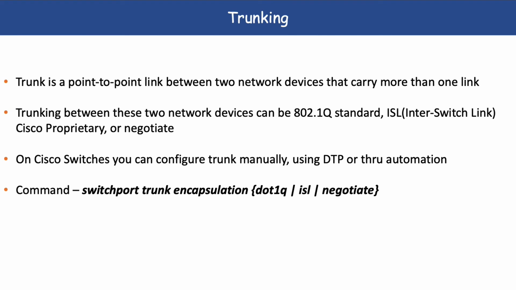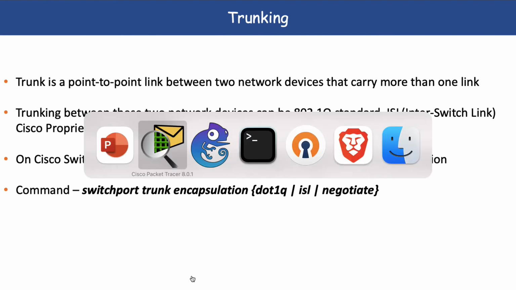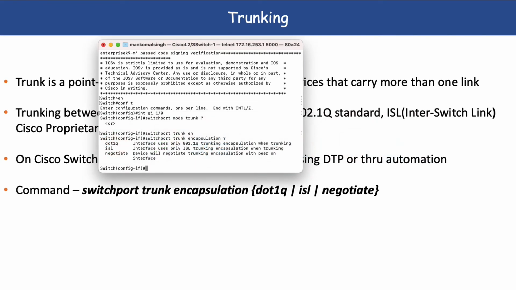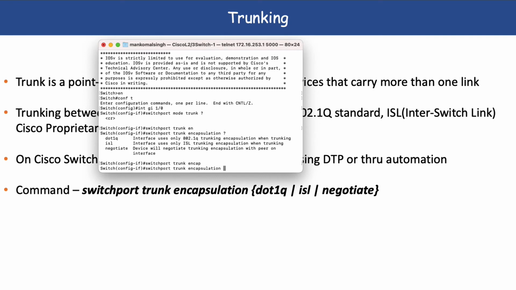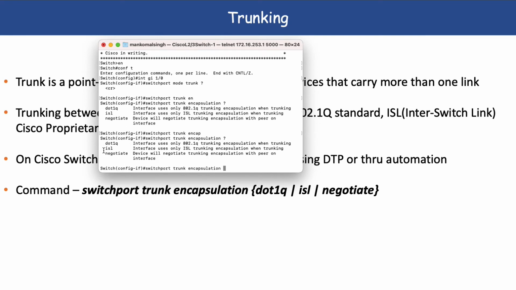Again, unfortunately, this command does not work in Packet Tracer. So you can run this command on an actual Cisco switch. I'll just show you this on a Cisco switch. So if you see this switchport trunk encapsulation, we get an option of either doing a dot1q, which is 802.1Q trunking encapsulation, ISL, which is ISL trunking encapsulation, or the devices will negotiate amongst themselves which trunking encapsulation is to be used.